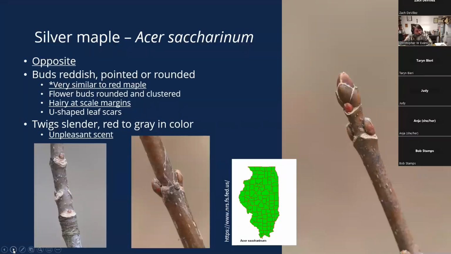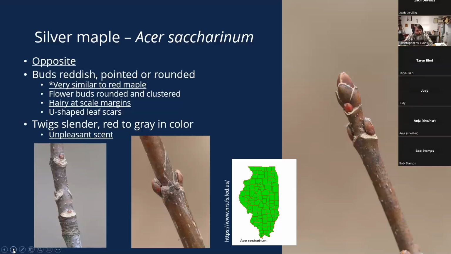The silver maple, like all maples, is opposite. The buds are reddish, pointed, or rounded, very similar to red maple. Flower buds are clustered and rounded as well. They have hairy scales at the margins and U-shaped leaf scars, all very similar to red maple. Typically, it's probably less red in color, but again, those vary.